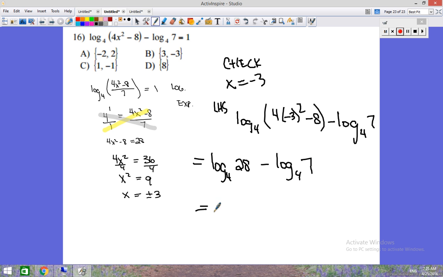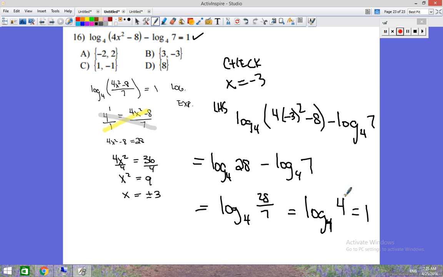The difference of two logs can be combined and written as a single logarithm. This is log of the numerator minus log of the denominator. The numerator is 28. Denominator is 7. Hey, that's log base 4 of 4. And 4 to what power is equal to 4? Well, 4 to the first power. So, hey, that equals 1.